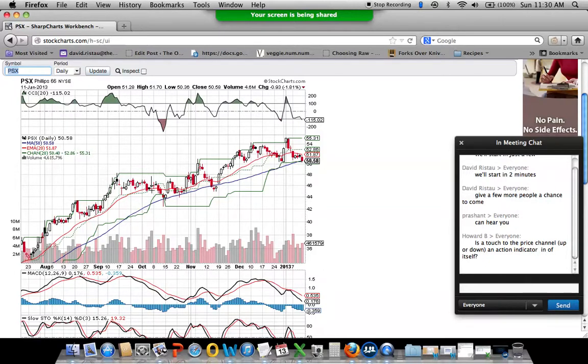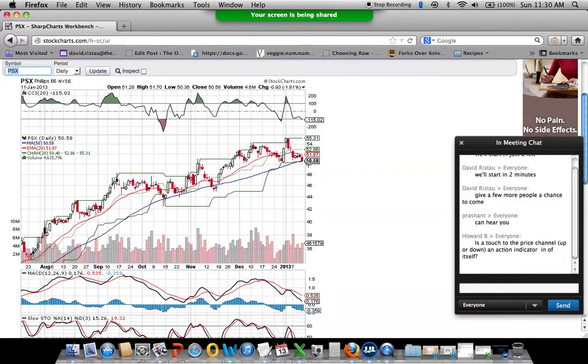It hasn't broken really a down price channel. It broke right here, and that's the only time we've seen a price channel break to the downside. So there was another time when it tested, but it never really quite made it cleanly through the 50-day moving average, or closed below the 50-day moving average. So once again, here it didn't cleanly close below the 50-day moving average.